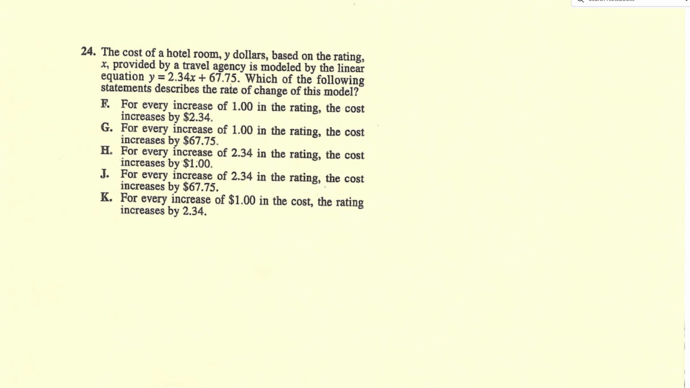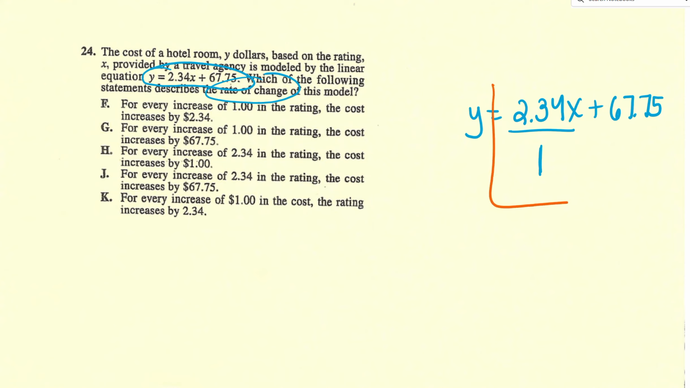Last one, number 24. The cost of a hotel room in Y dollars based on the rating X provided by a travel agency is modeled by this linear equation. So there's my Y equals mx plus b line. The question says, which of the following describes the rate of change? Remember that problem with the chart and it asked for the rate of change from January the 1st, like 2003 to 2005, and we said rate of change is just slope. So this is my slope right here.